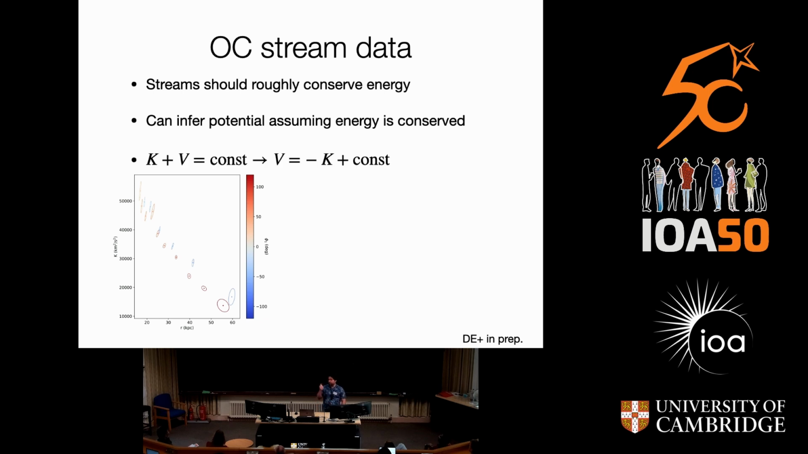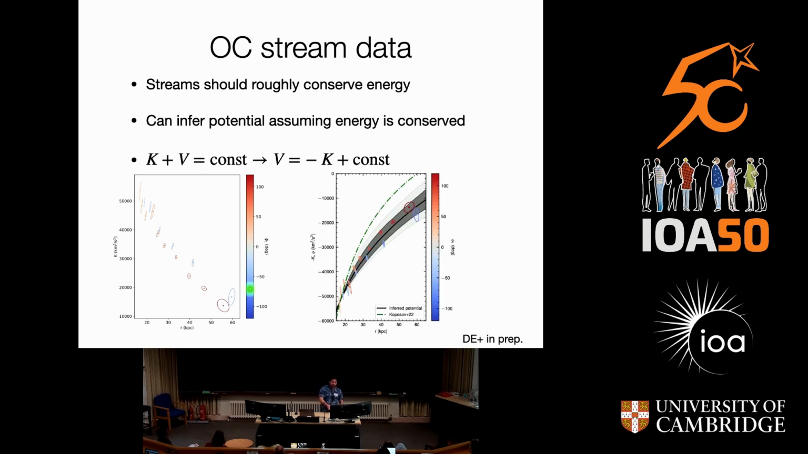And so I'm just going to show one equation, very basic, but if the stream does conserve energy, then the kinetic plus the potential will be constant. So that means that the potential is basically just minus the kinetic energy plus a constant. So we can just take this plot and flip it over the axis to get a negative, and we get this plot here. This is just minus the kinetic energy versus radius now. And so these ellipses are data points, and this black line is what you get if you assume that the energy is conserved for the stream, which is not quite right.